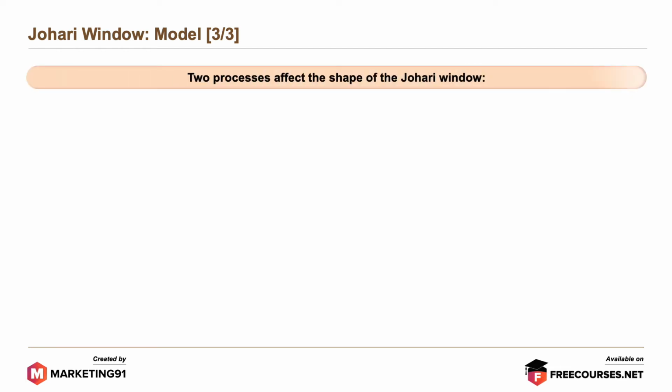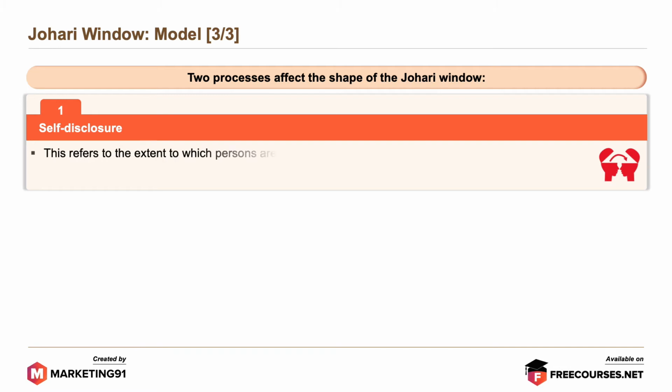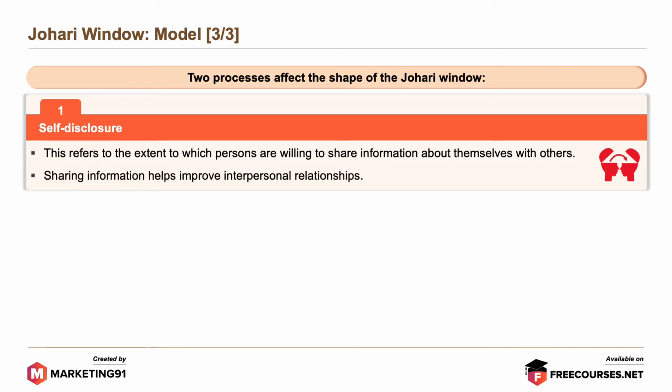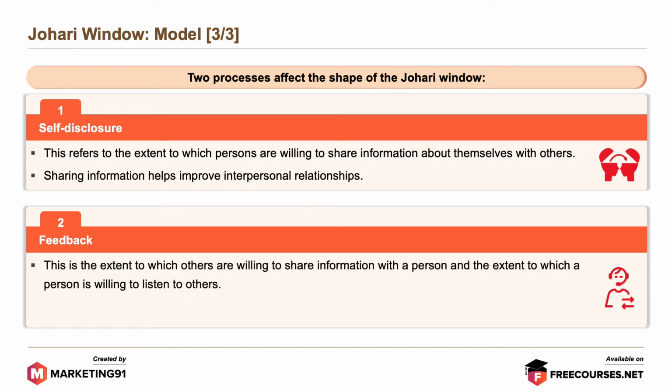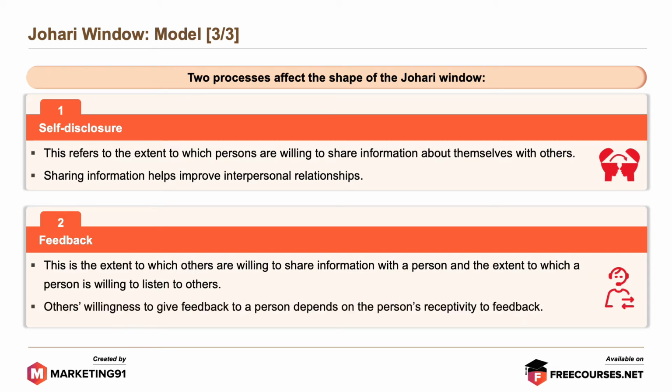Moving on, 2 processes affect the shape of the Johari window. First, self-disclosure. This refers to the extent to which persons are willing to share information about themselves with others, and sharing information helps improve interpersonal relationships. Second, feedback. This is the extent to which others are willing to share information with the person and the extent to which a person is willing to listen to others. Others' willingness to give feedback to a person depends on the person's receptivity to feedback.